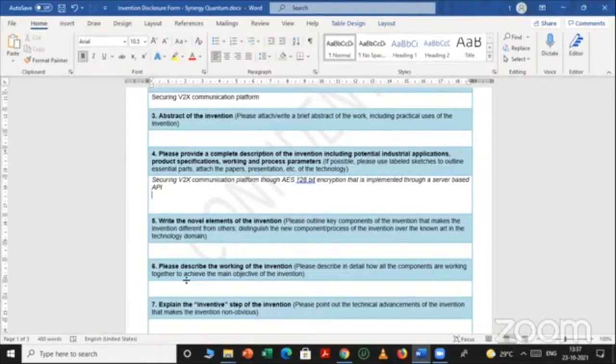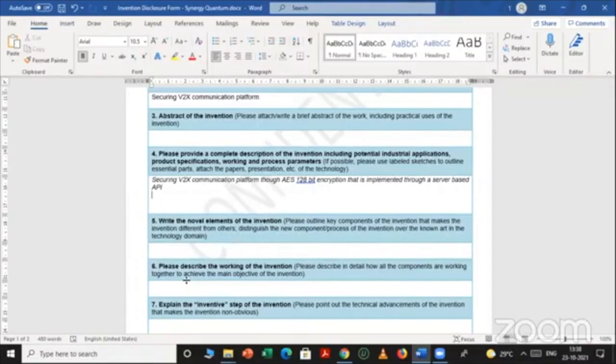So for example, if I'm saying that you should provide the novel element of your invention, what is new, what you have to do here is outline the key components of your invention that make it different from other inventions or from other existing prior art in this world. In other words, in simple common language, what is the new thing you are doing? This is the question that you have to find the answer to. So the novel element of the invention is very important, and sometimes you have to brainstorm about your research material.